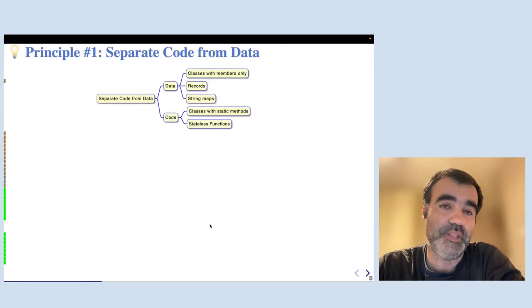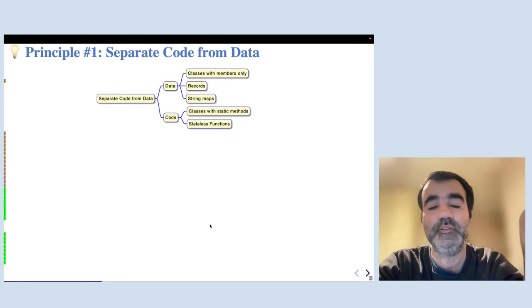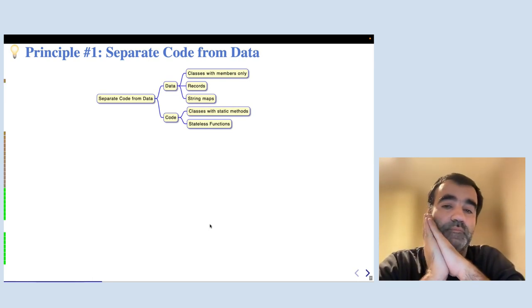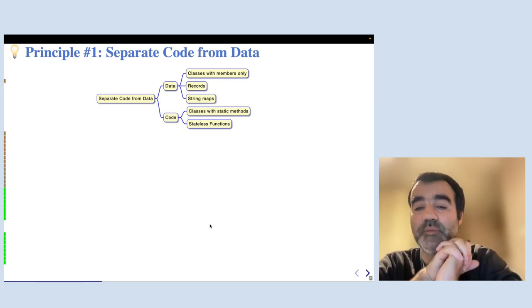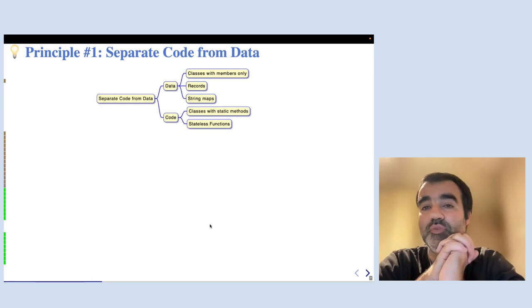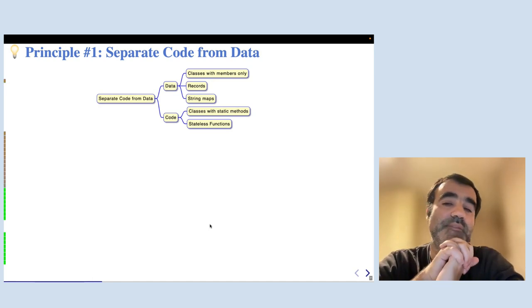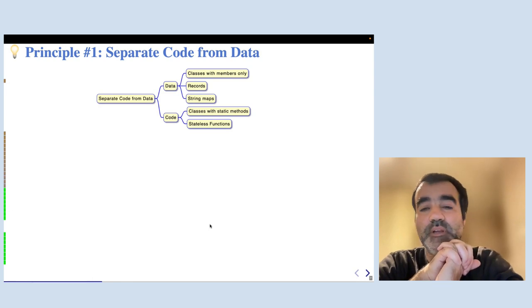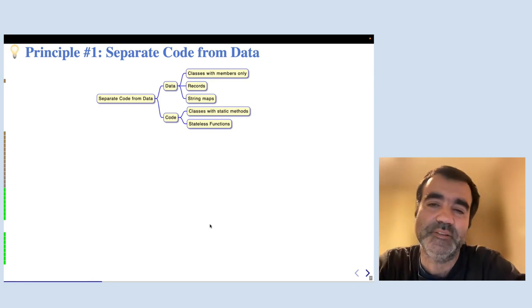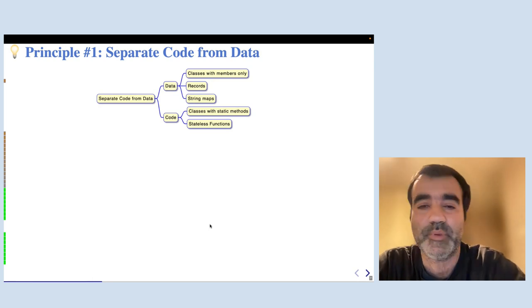So first thing that we are going to do is to separate code from data. Code will be written either in stateless functions or in classes with static methods only, no state. And data at this point could be represented as a data class, meaning a class with only members, no methods, or records, or as the previous speaker mentioned, case class in Scala, or even string maps.